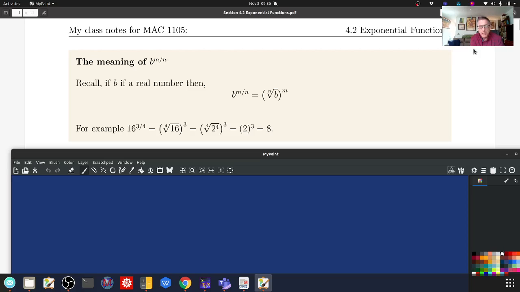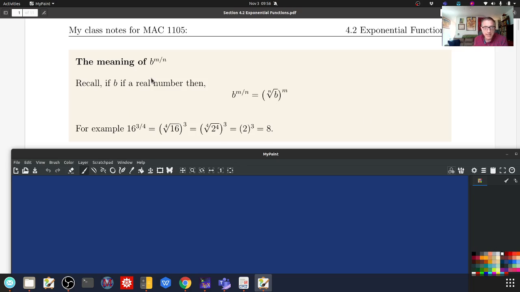Okay, this is lecture 4.2 on exponential functions. So this first little text box right here is just a reminder that if b, which is our base, is a real number, then b raised to the fractional power m divided by n is equal to the nth root of b itself raised to the mth power.